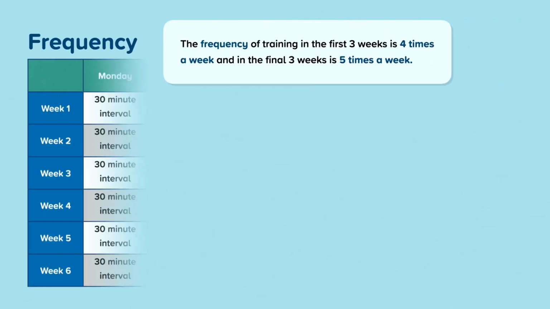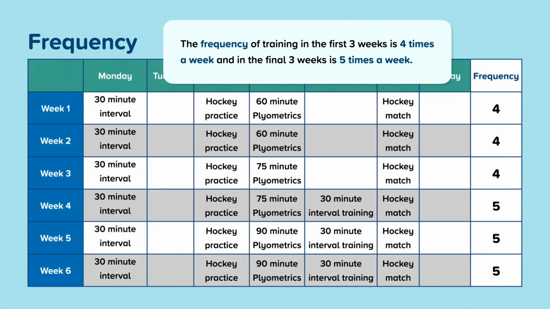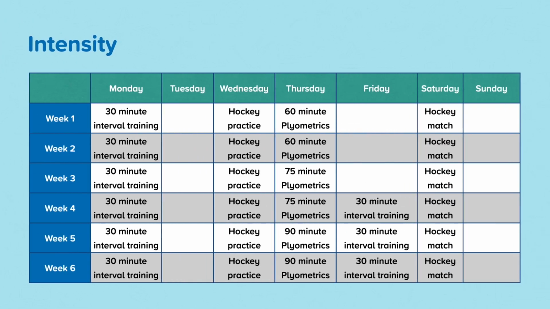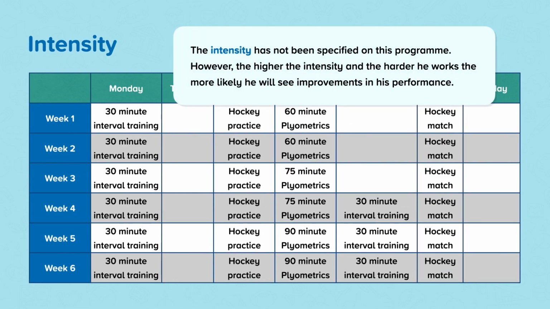The frequency of training in the first 3 weeks is 4 times a week, and in the final 3 weeks is 5 times a week. The intensity has not been specified on this program. However, we know that the higher the intensity and harder he works, the more likely he will see improvements in his performance.